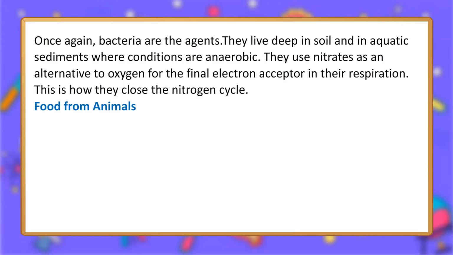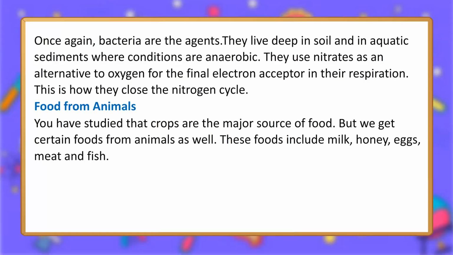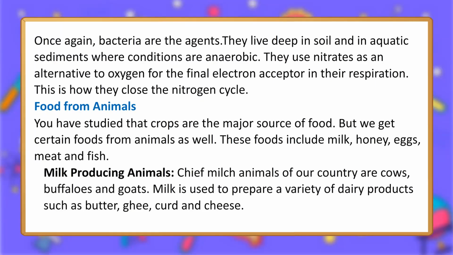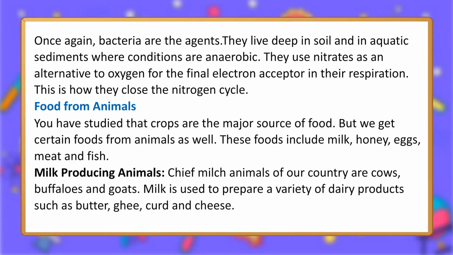Food from animals. You have studied that crops are the major source of food, but we get certain foods from animals as well. These foods include milk, honey, eggs, meat and fish. Milk-producing animals. Chief milk animals of our country are cows, buffaloes and goats. Milk is used to prepare a variety of dairy products such as butter, ghee, curd and cheese.